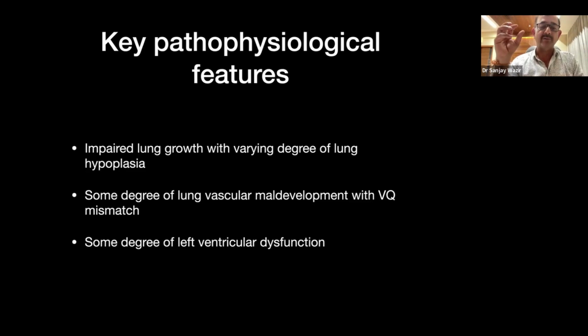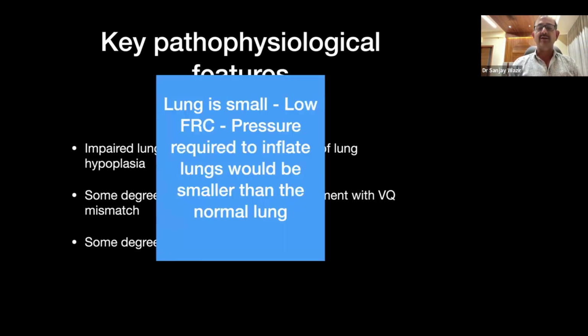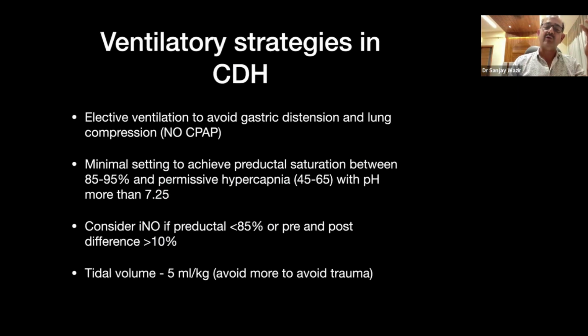Not only is the hypoplasia there, there is also a lung vascular maldevelopment which increases the pressure. And in most cases we think only in terms of CDH being a problem of the lung, but there is equally a maldevelopment of the left side of the heart, which leads to left ventricular dysfunction. So keeping all these things in mind, one has to understand that the lung is small, so a low functional residual capacity is required. The pressure required to inflate the lungs would be smaller than normal. This concept helps you decide how to strategize.